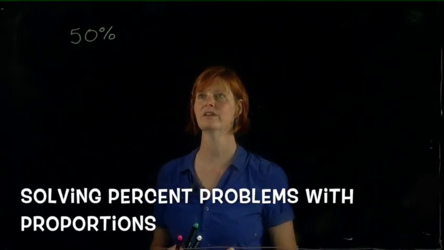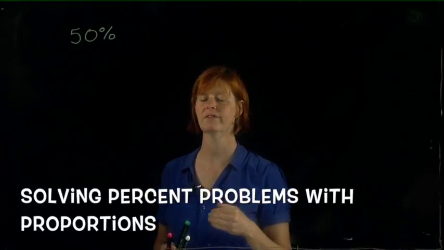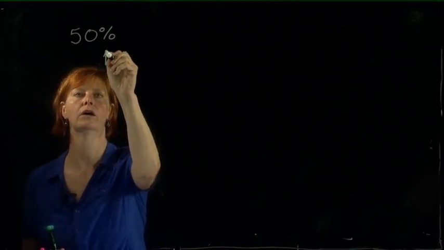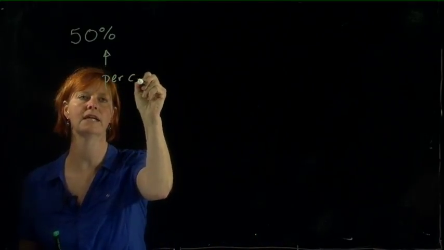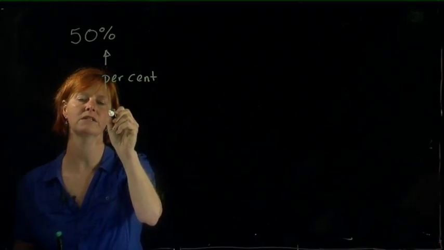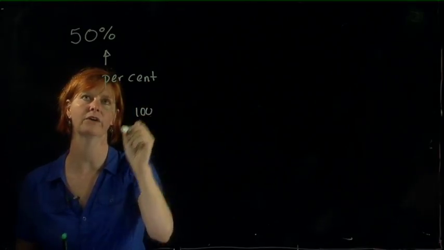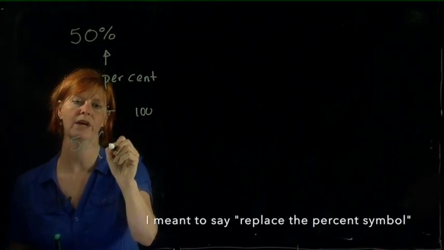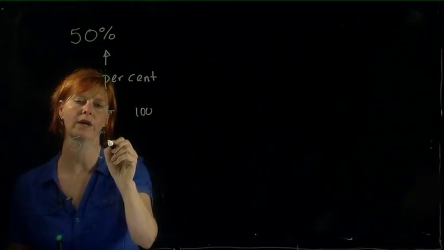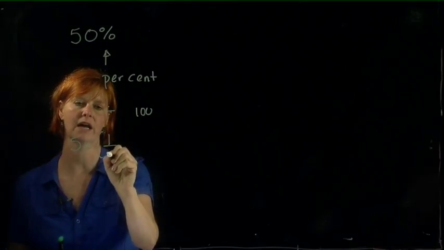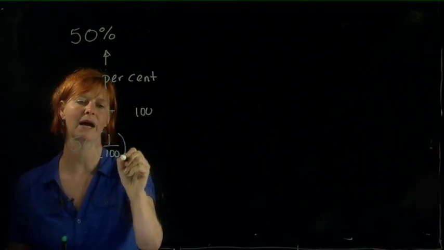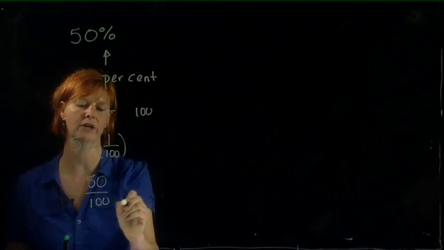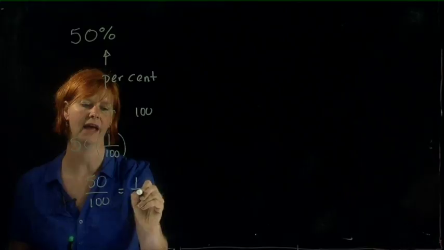Okay, we're gonna move into percents now. So 50%. The word percent, right here. Per cent. Per means to divide, cent means 100. So I can replace the division symbol with division by 100, which is 1 divided by 100. That's division by 100. So 50 over 100, of course, is equal to 1/2.